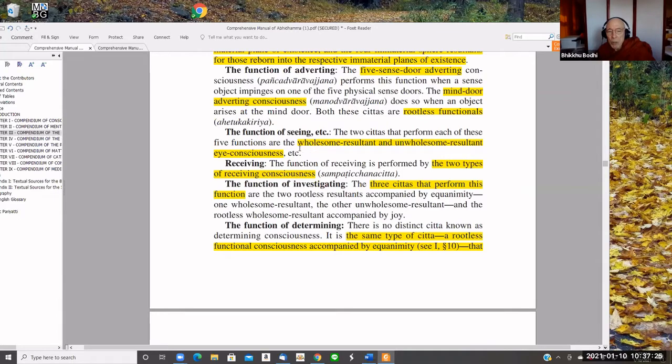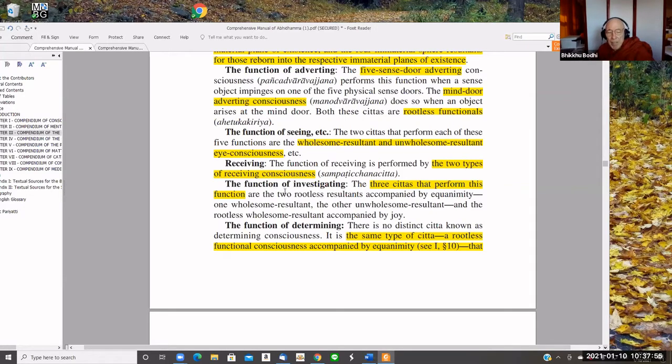So sometimes this whole group is called the double fivefold sensory consciousness. Five types of sense consciousness, which can be either wholesome resultant or unwholesome resultant. Okay, then the function of receiving. Also there are two types of receiving consciousness, unwholesome resultant and wholesome resultant.